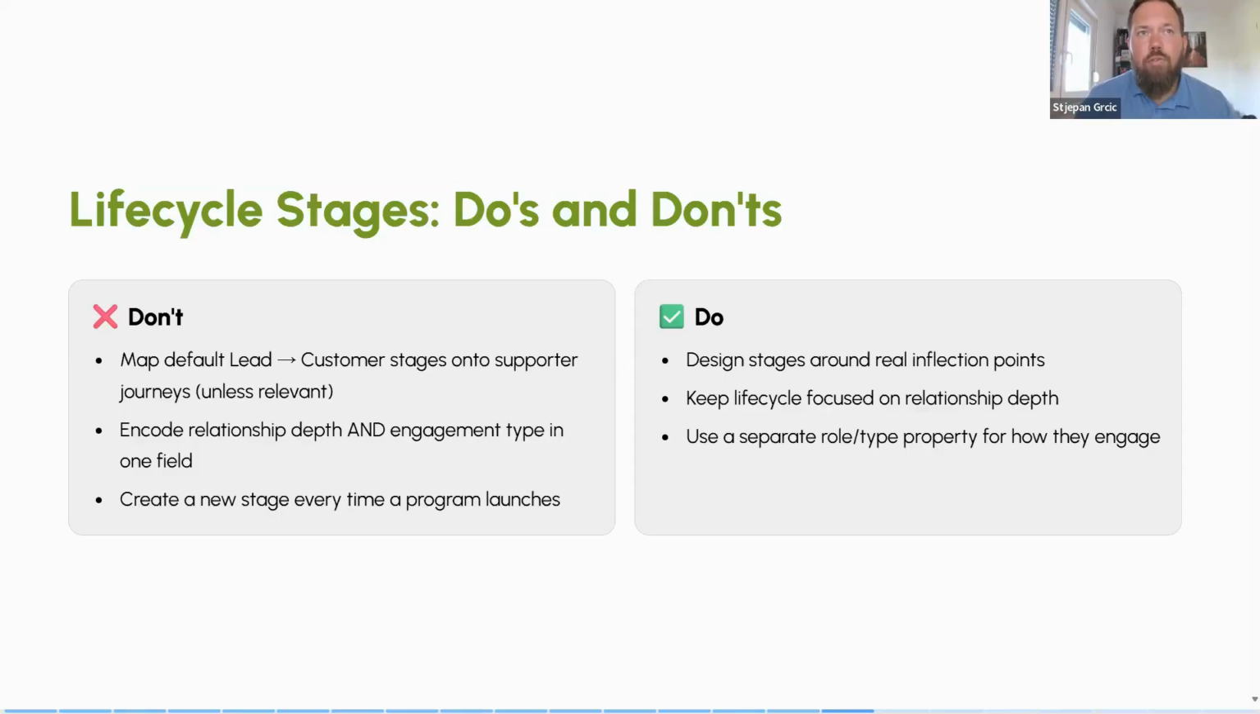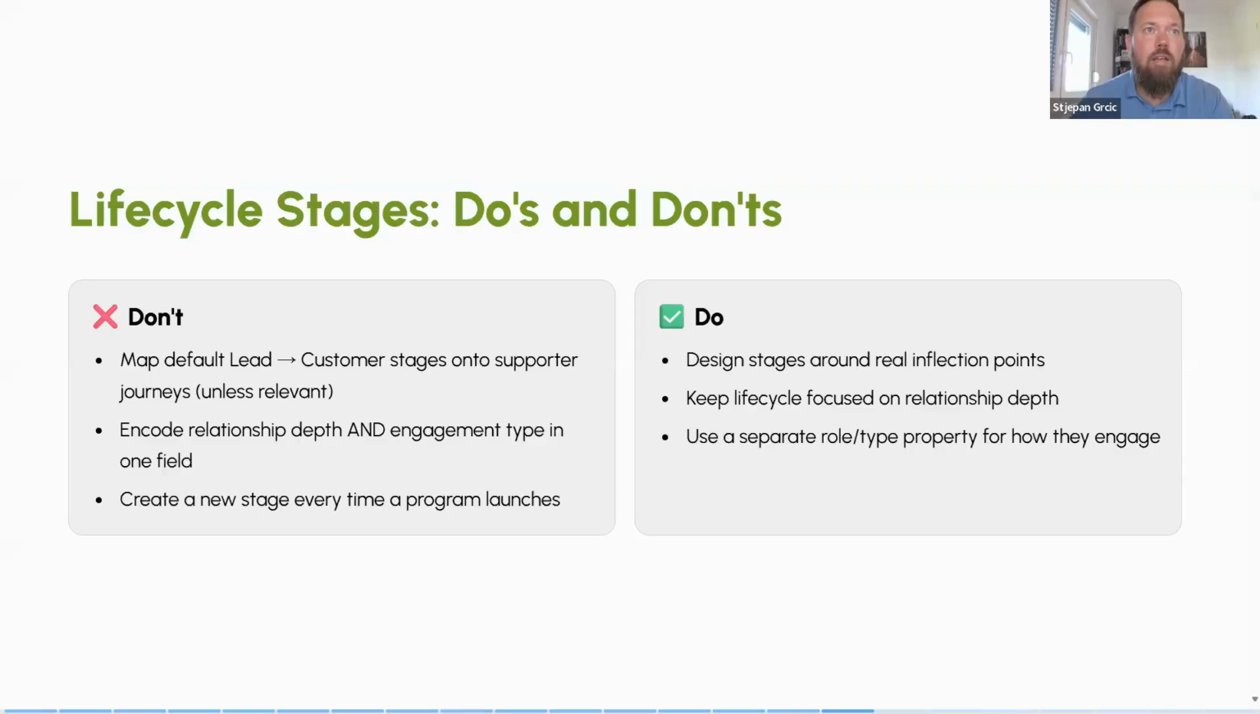So don't encode two different things, relationship depth and engagement type, into one field, because relationships and engagements are not the same. That's trying to answer how committed somebody is to donate and how engaged they are with everything that your organization does. So don't do it in a single property or a single dropdown.